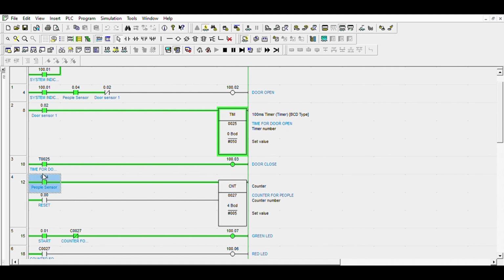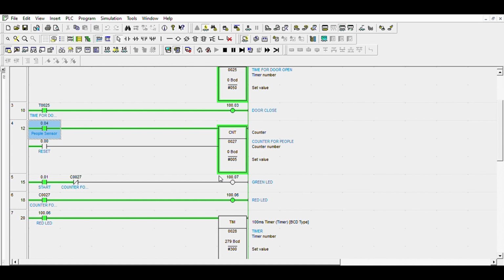Okay, so now there is only 1 visitor, 2 visitors, 3 visitors, 4 visitors, and 5 visitors. After 5 visitors, the counter for people indicator in rung 5 and rung 6 will turn on.